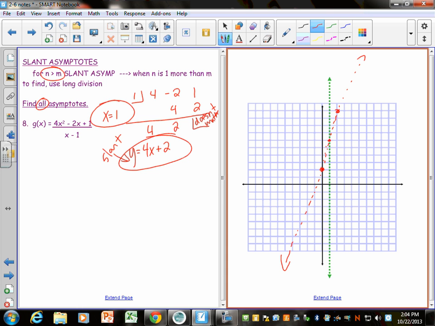And you get this kind of weird shape on the graph when you have a slant asymptote. So graph that and see if you get the same thing. If you have a question about where that's coming from, ask.